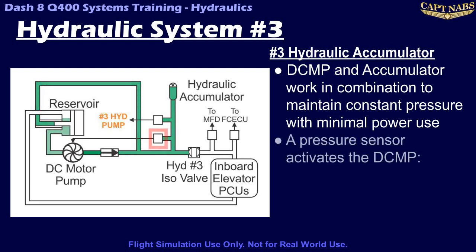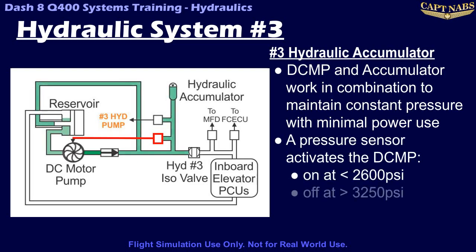Pressure sensors in the hydraulic accumulator in the number 3 system sense when pressure falls below 2600 psi and then activate the pump until the pressure rises again to 3250 psi. The DCMP is then shut off and the accumulator maintains pressure in the system. However, the pressure will eventually fall in the system, especially if the service is being used, and the pump will reactivate to restore pressure in the system when necessary.